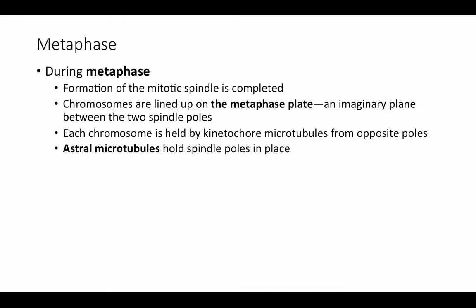Other microtubules are part of the spindle that are going to hold the spindle poles in place. These are astral microtubules that are radiating in the opposite direction. And then there are other microtubules that are part of the mitotic spindle that don't actually attach to chromosomes, but are going to be important in the elongation of the cell for final division.